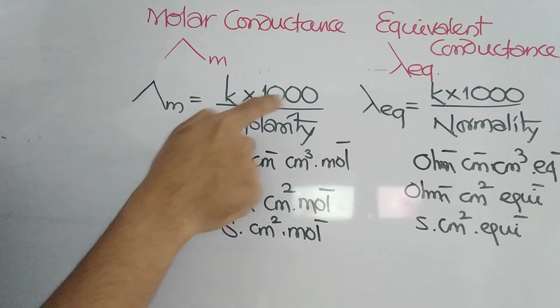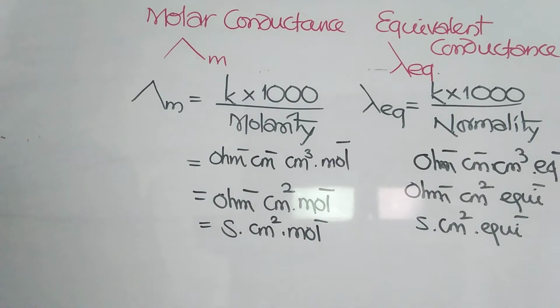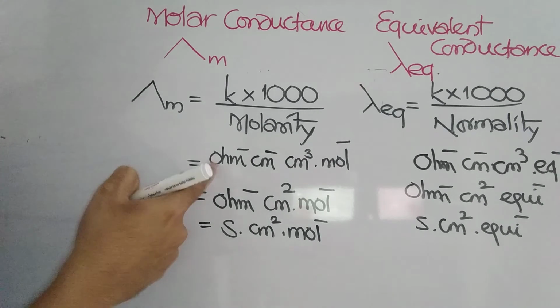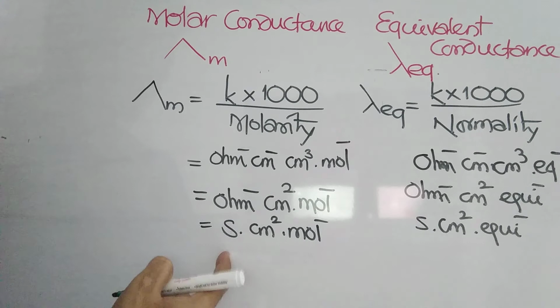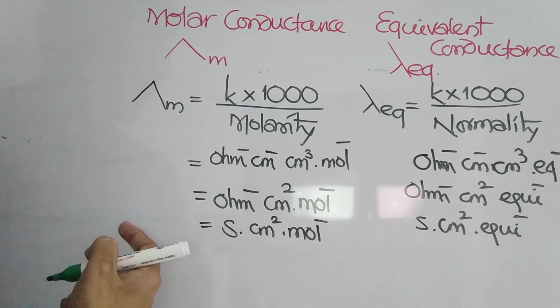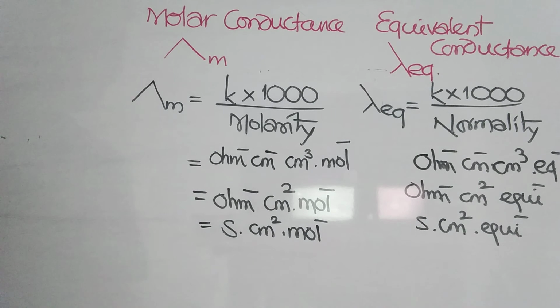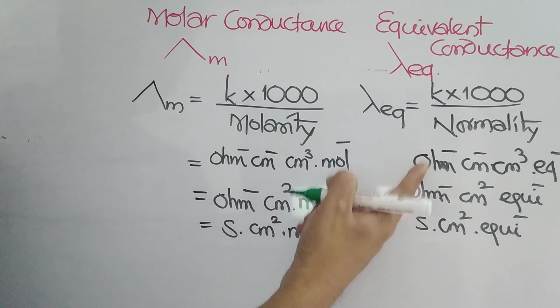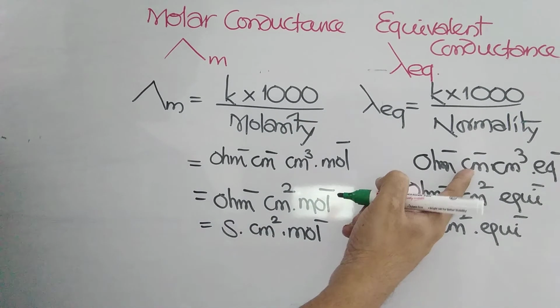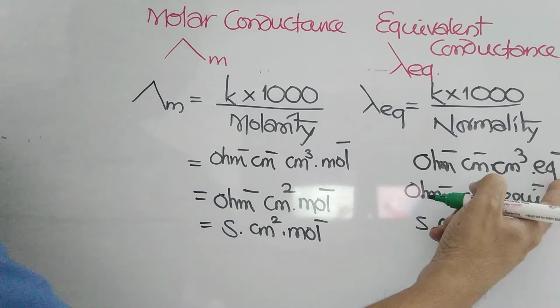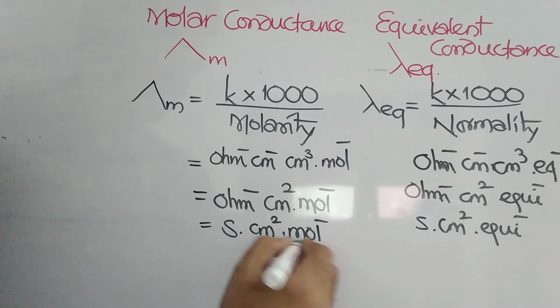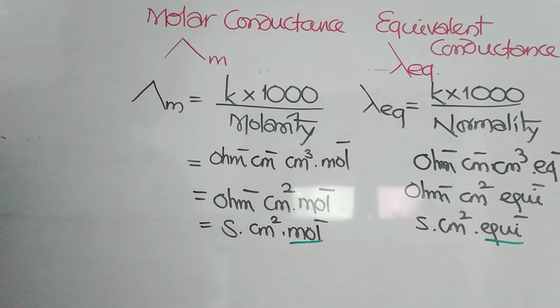Now, when you are taking here 1000, that is nothing but in 1 liter solution you are taking, so that is centimeter cube. So this you can write per ohm centimeter square per mole. In place of this you can write Siemens centimeter square per mole. This is for molar conductance. And what about the equivalent conductance? Lambda eq, per ohm centimeter inverse centimeter cube equivalent. You see, this is equivalent. So in place of mole you have equivalent, rest everything is same.